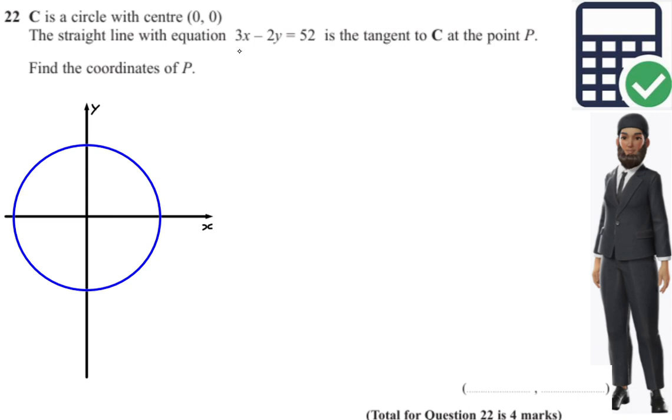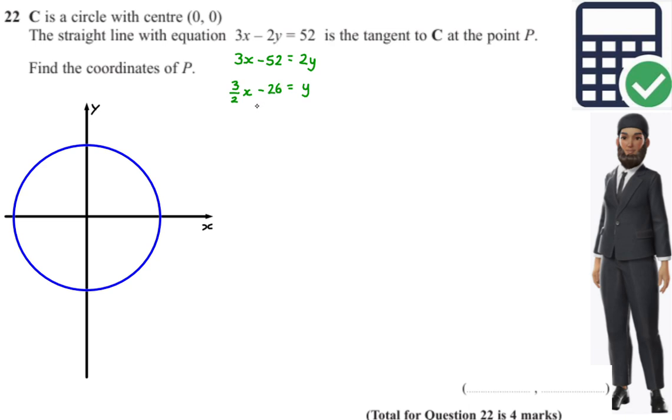It says 3x minus 2y equals 52. I'm going to add 2y to both sides, and at the same time take away 52 from both sides. So I get 3x minus 52 is equal to 2y. I want to write it in the form y equals mx plus c, so I divide everything by 2. Therefore I get 3 over 2 x minus 52 over 2, which is the same as minus 26.